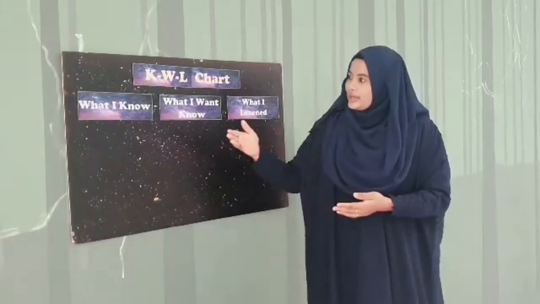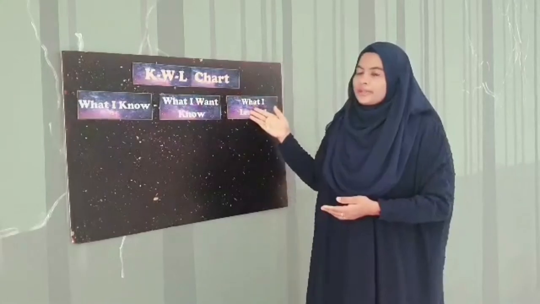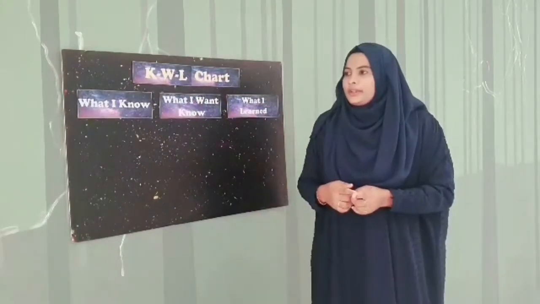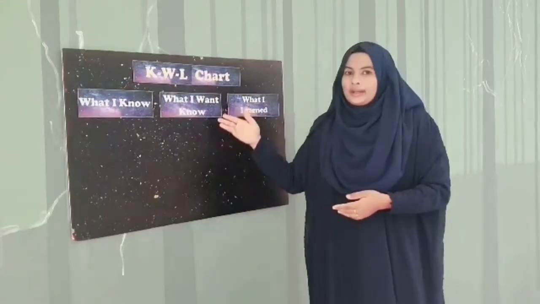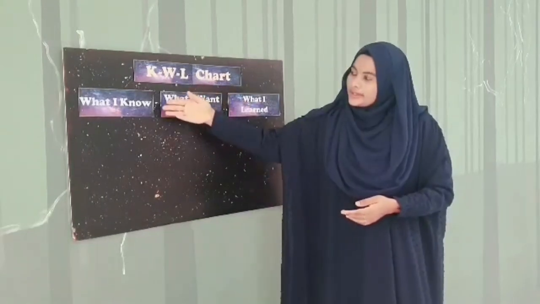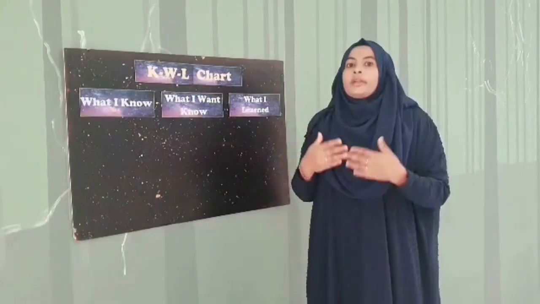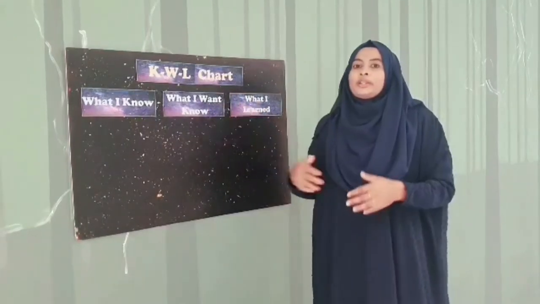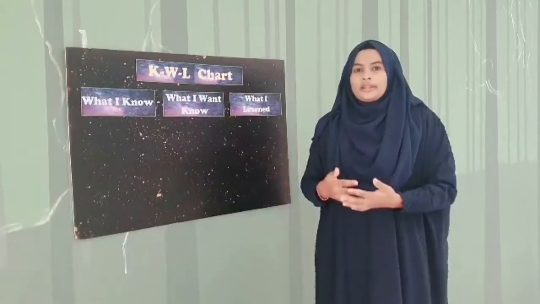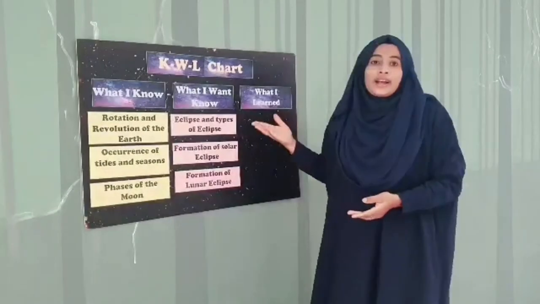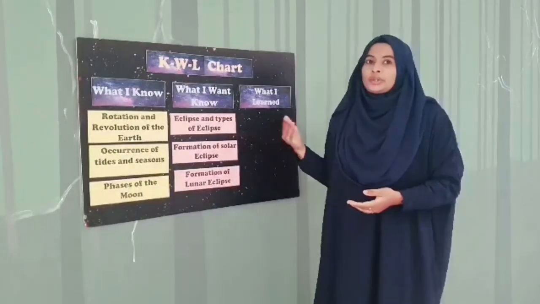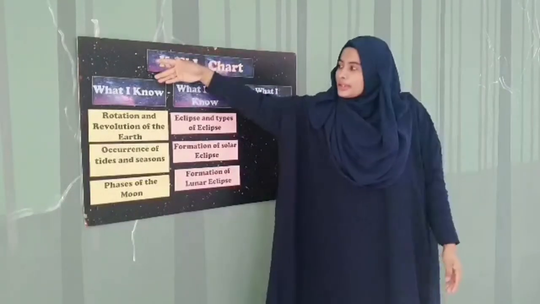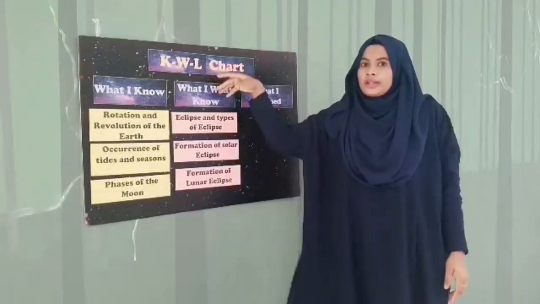As you can see, draw three columns. Remember to fill the first and second column. First column is about what you already know about the topic. And the second column is what you want to know about the topic. So this is how your KWL chart should look like. First two columns should be filled now.